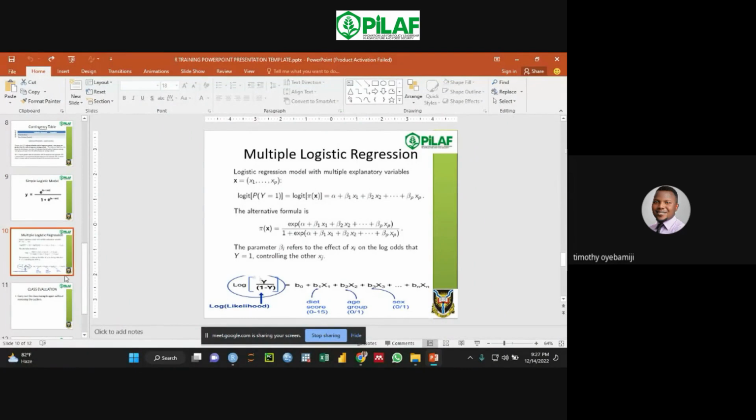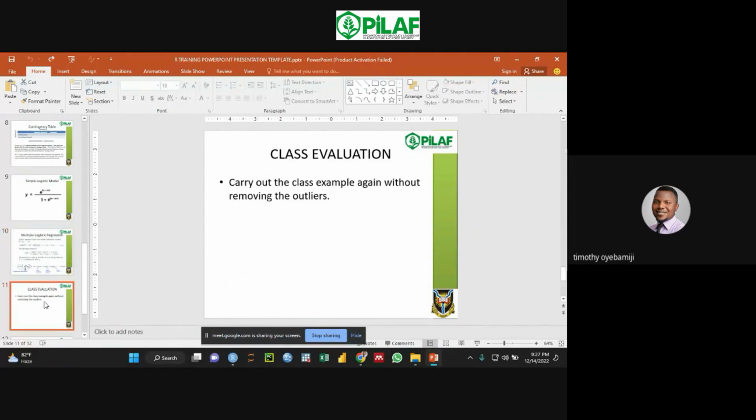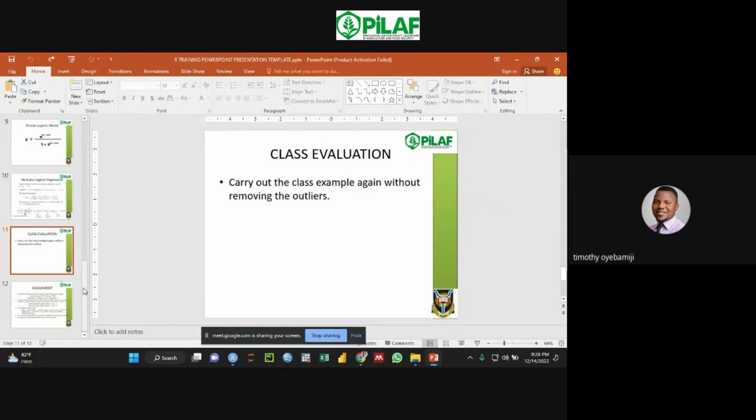All right. Then for the class evaluation, you are asked to carry out the class example again without removing the outliers. So in the example we'll be looking at, there are a few outliers that we'll see how to remove. And then you'll be asked to carry this out again. The essence of the class evaluation is that you should be able to go through the class all over again and see where you have challenges.